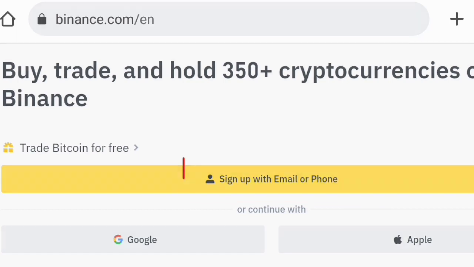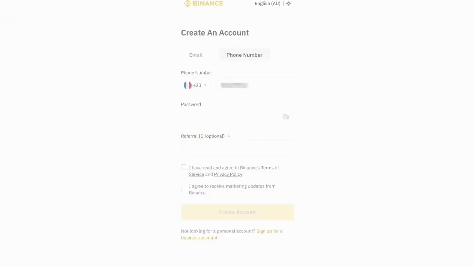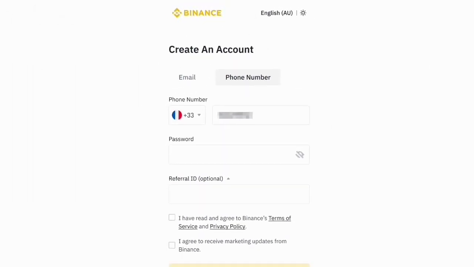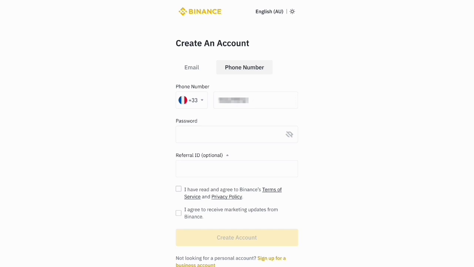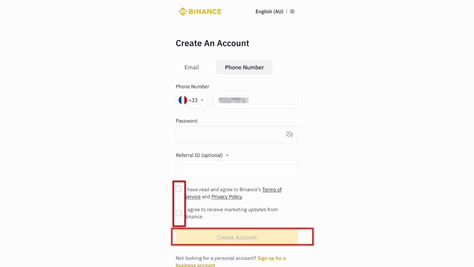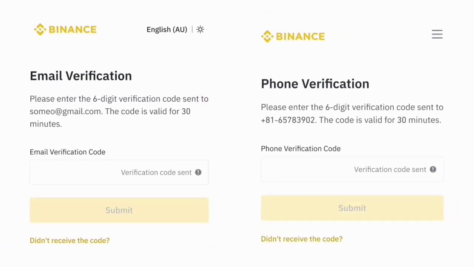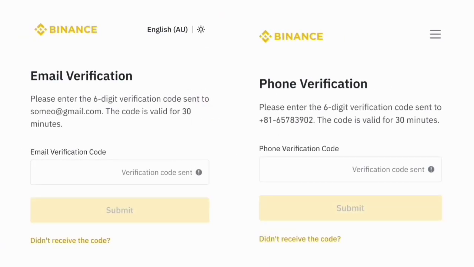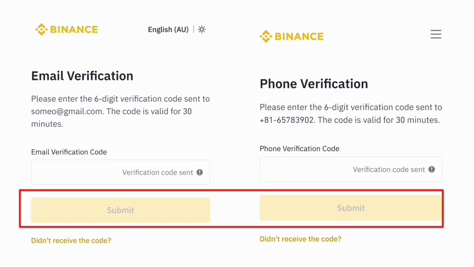So what you're going to do after downloading is sign up. You can actually use your email or phone number to sign up. After putting the email or phone number, whichever one you want to use, you then put the password with your referral ID. The next thing you want to do is to click the terms and agreement, then you create the account. After creating the account, you're going to receive a code. Once you receive the code from the email or your phone, whichever one you choose, you insert the code and click submit.